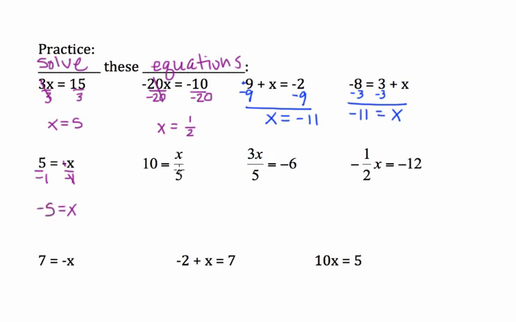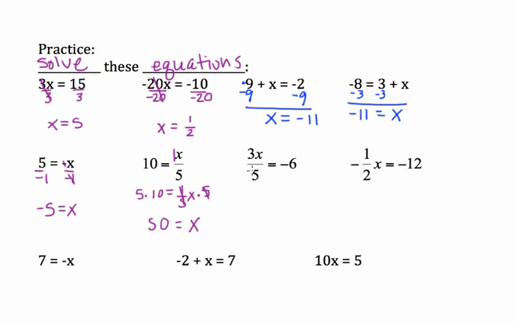10 equals x over 5. Well, an x is the same thing as 1x. So this is the same thing as 10 equals 1/5 x. To undo timesing by a fraction, I can multiply by its reciprocal. The reciprocal of 1/5 is 5 over 1, or 5. So I'm going to multiply both sides by 5. That turns this into a 1, or 1x equals 50.